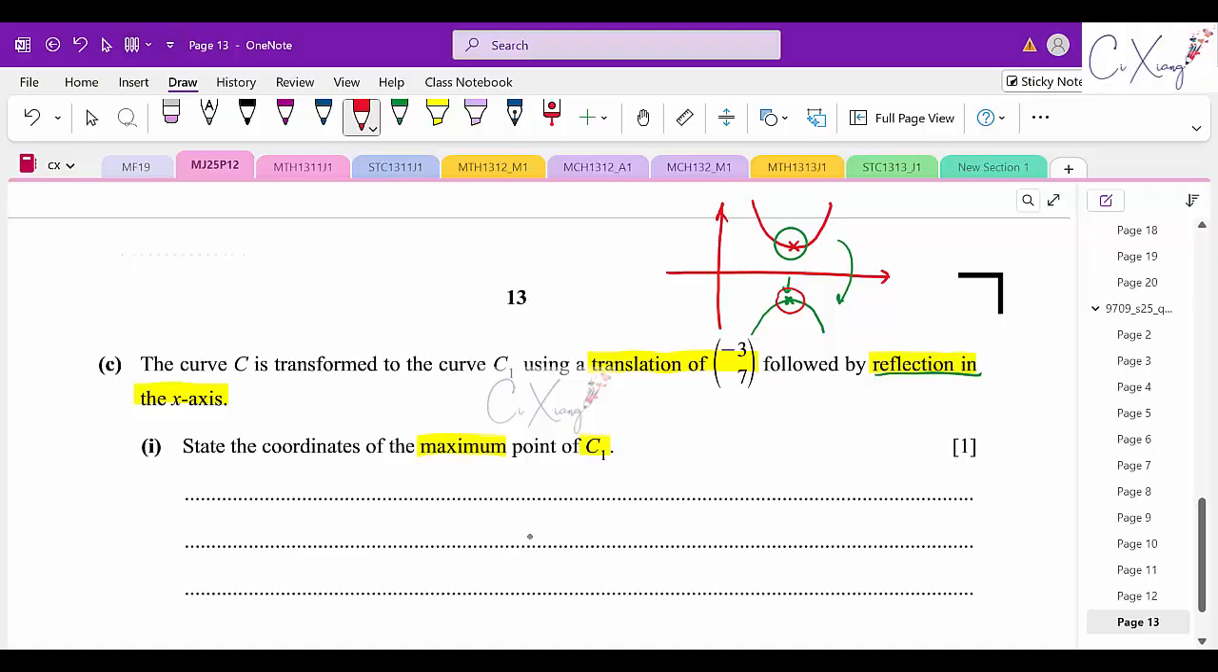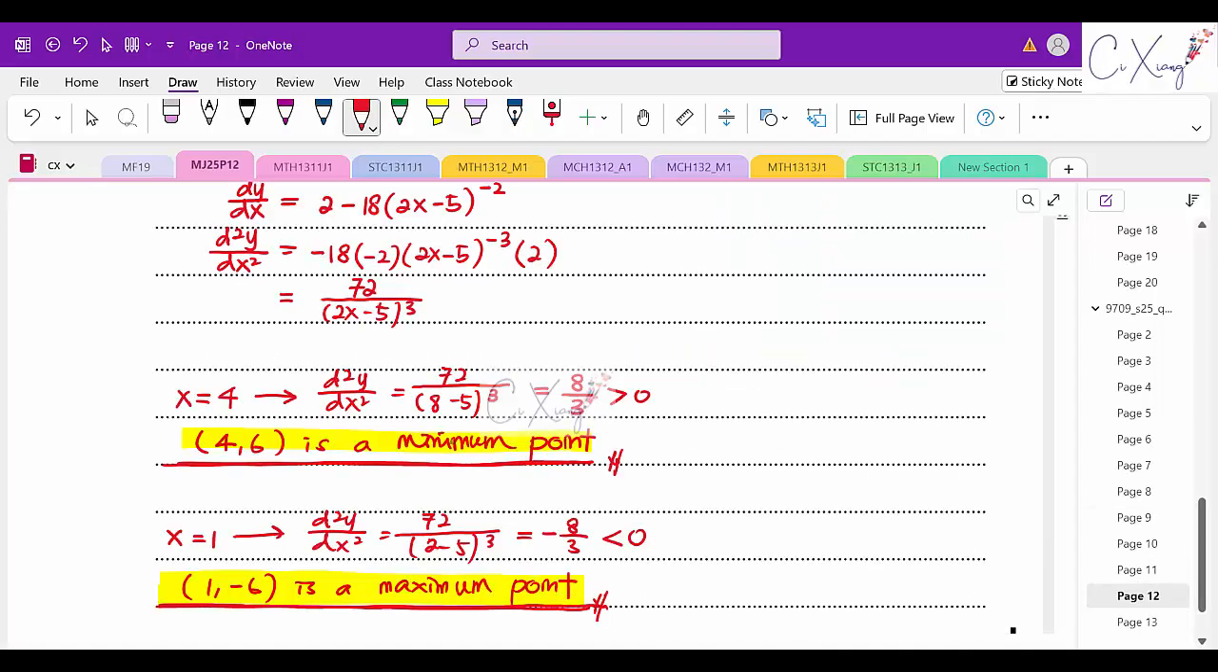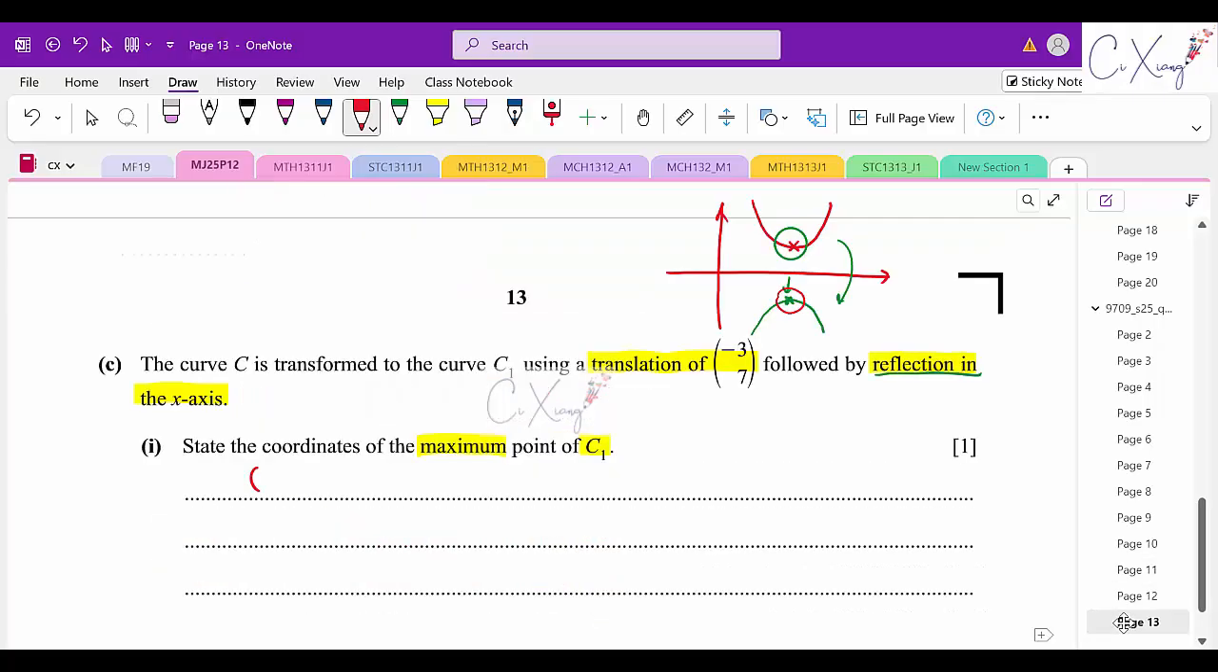Therefore, when they are asking for the maximum point of C1, this is after the transformation, right? So when you want to get the maximum point for the curve after the transformation, the original point you need to refer to is actually the minimum point of the original curve. So please take note of this. Therefore, to get the maximum point of C1, I will take the minimum point in C, which is (4, 6). So I will start with the coordinate (4, 6) first.